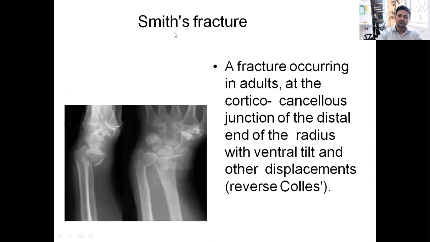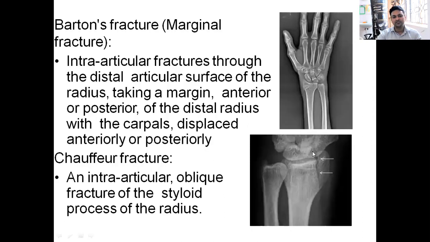A Smith fracture is the reverse of the Colles, a fracture occurring in adults at the corticocancellous junction of the distal end of the radius with ventral tilt instead of the dorsal and other displacement, that is reverse Colles. A Barton's fracture is a marginal, intra-articular fracture through the distal articular surface of the radius, taking a margin anterior or posterior of the distal radius, with the carpal displaced anteriorly or posteriorly.